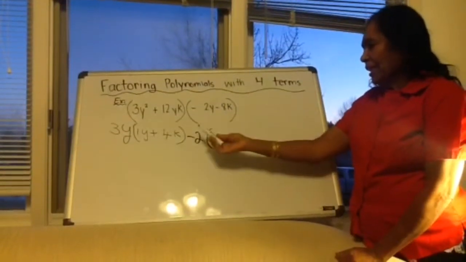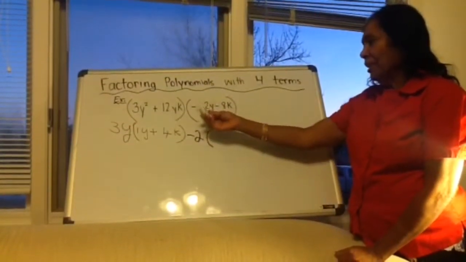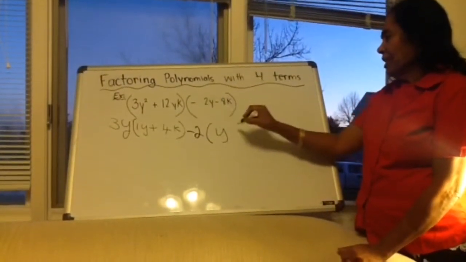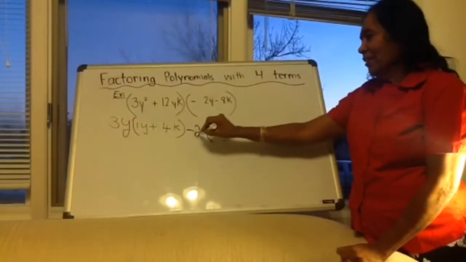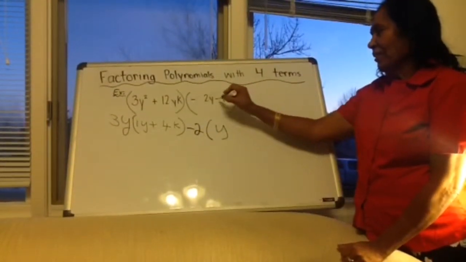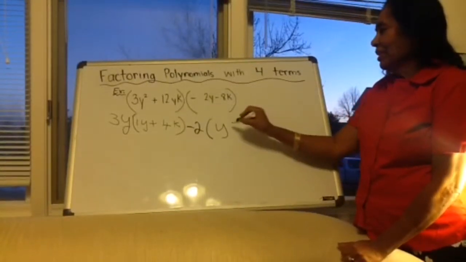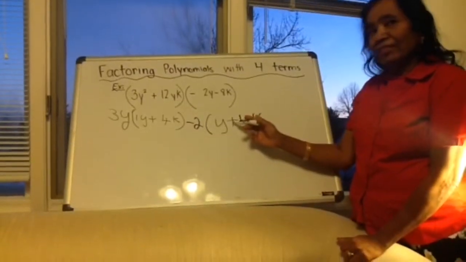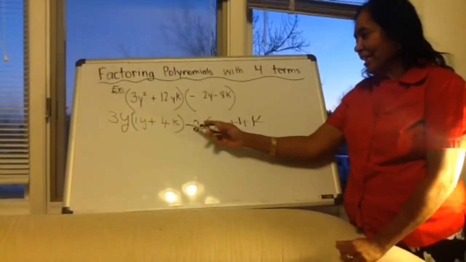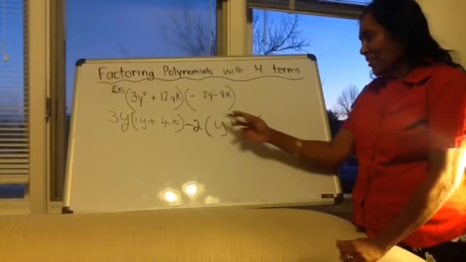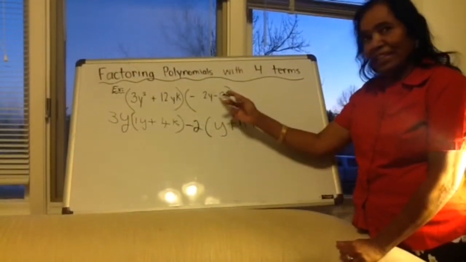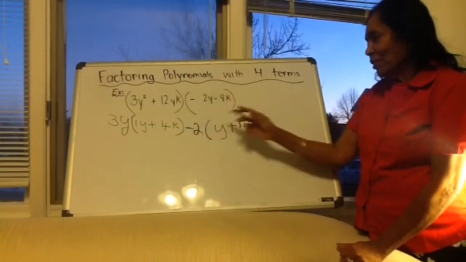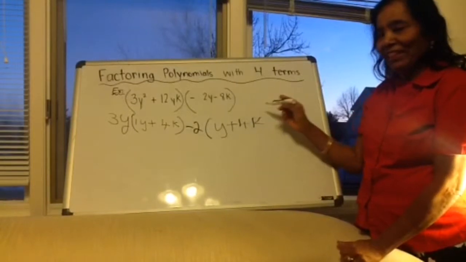Now, negative 2 times what will give me negative 2y? That is a y. Bring the negative sign. Negative 2 times what will give you negative 8k? It's a positive 4k. It cannot be a negative because if you multiply negative times positive, it is negative. So negative 2 times positive 4k is negative 8k.